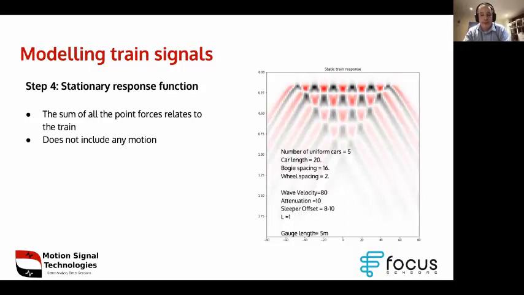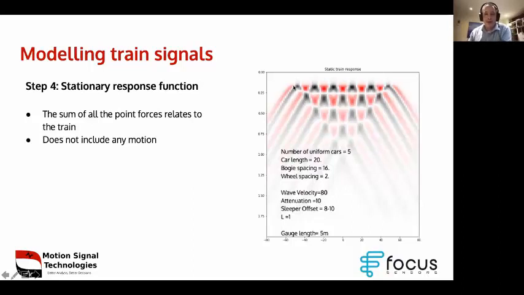So this is a bit of an abstract thing, but the way to think of it is if you had a section of railway track with a fiber optic cable lying beside it, and a train just suddenly appeared out of thin air on that track, this is the response that you would see on the DAS fiber. Or another way of thinking about it is if you took your track and hit it with a train-shaped hammer, these are the sorts of signals that you'd see.